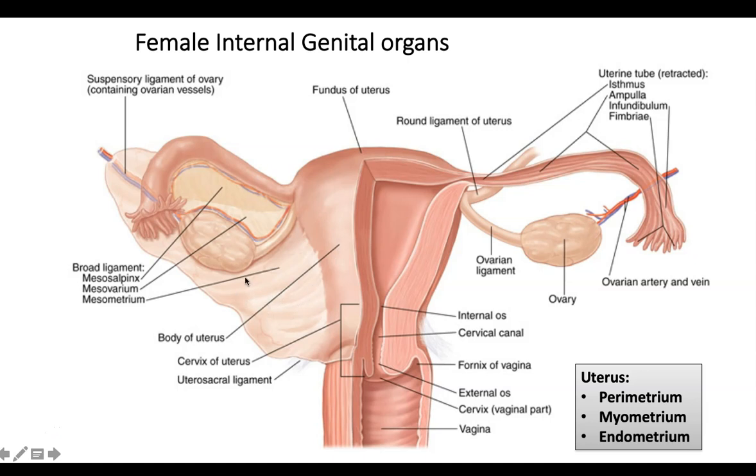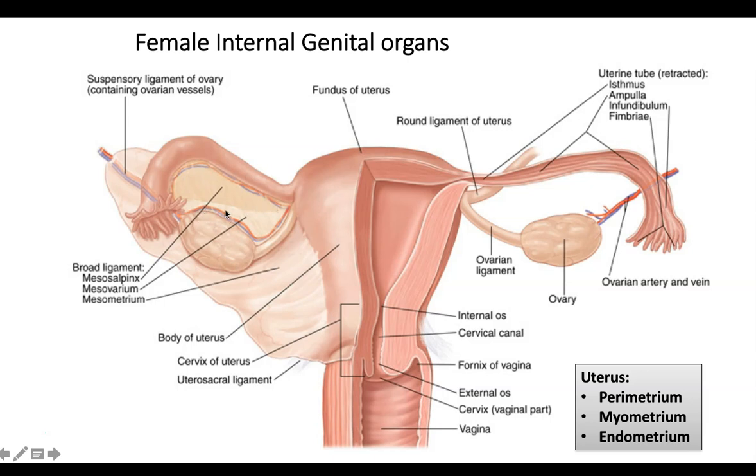The broad ligament has three different parts. The uppermost part, the upper free border of the broad ligament, contains the uterine tube, and this part is called the mesosalpinx. Salpinx means tube. Mesosalpinx is the small mesentery of the uterine tube. So this part of the broad ligament is the mesosalpinx.